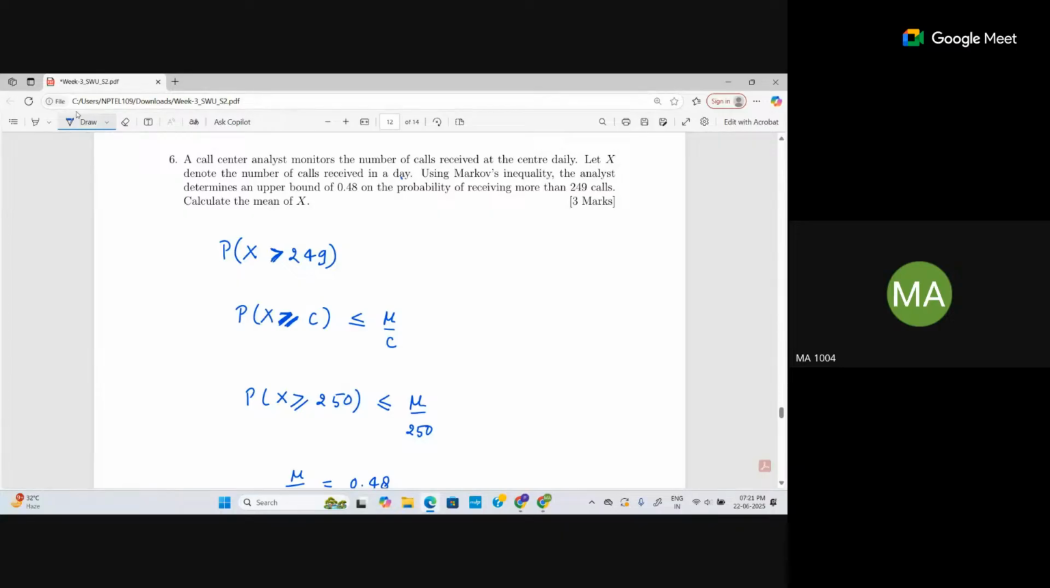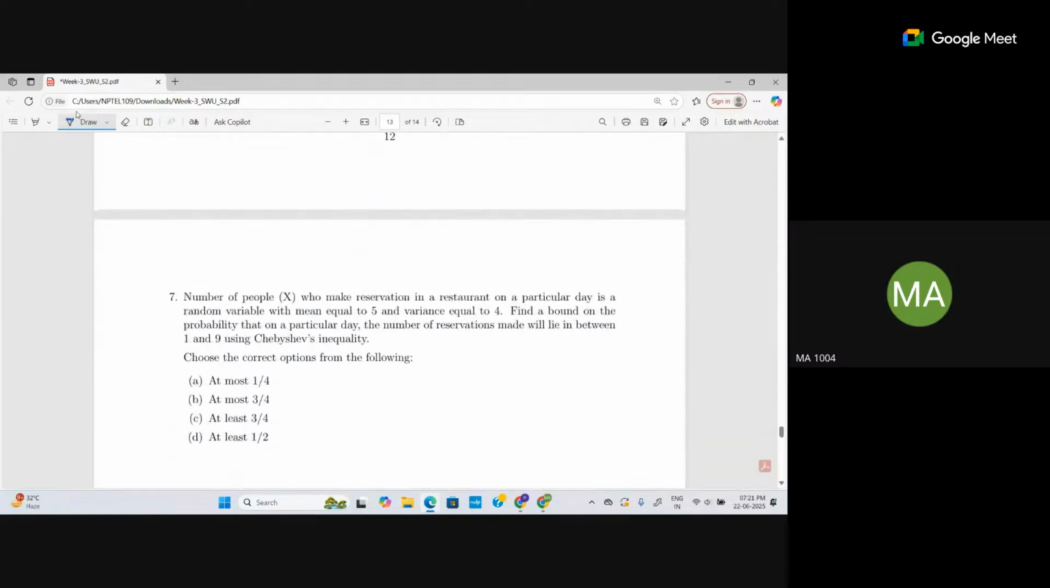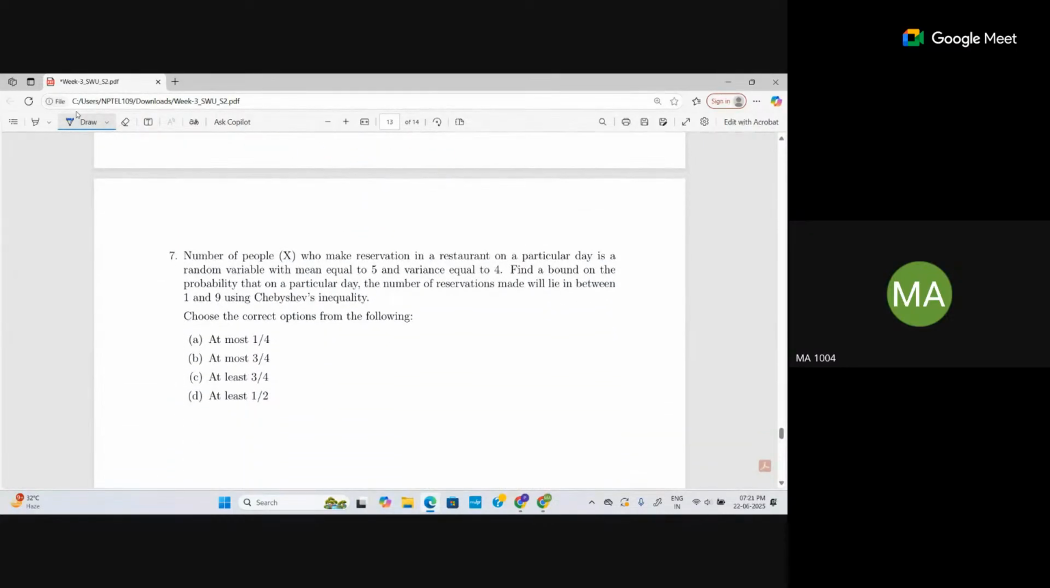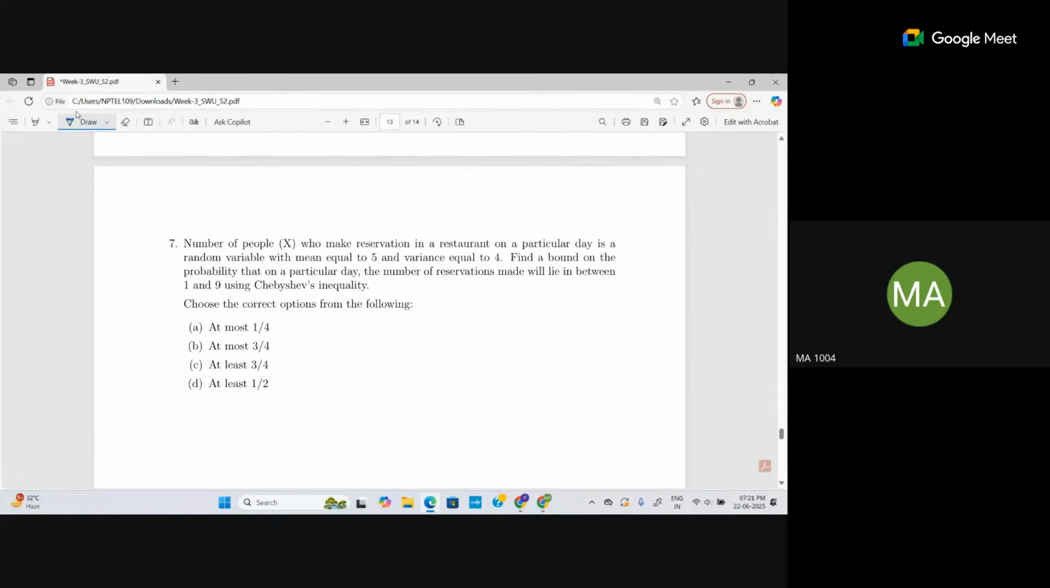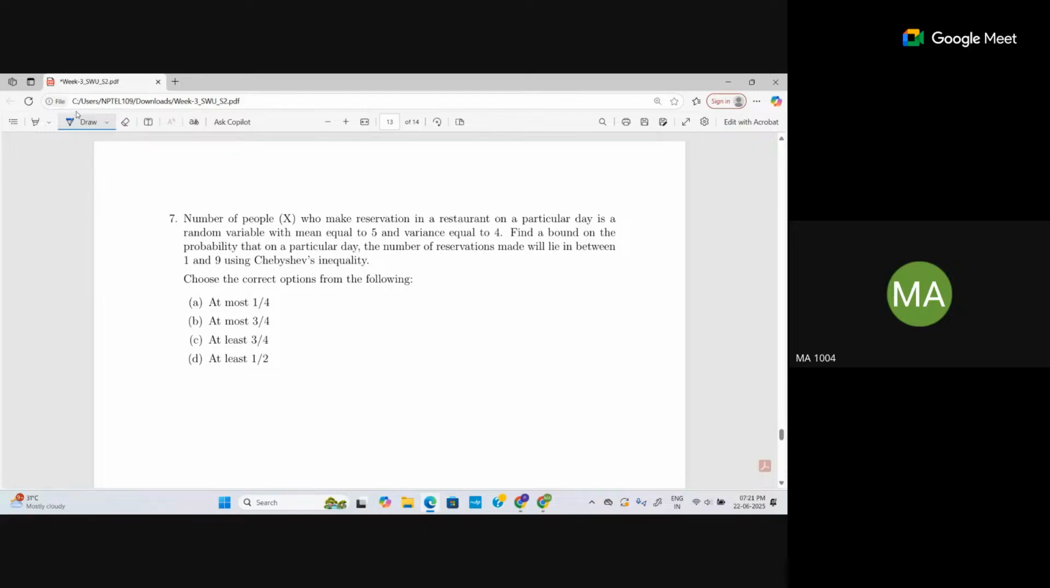Is this clear to everyone now? Should I move on to the next question? Yes, ma'am. Okay, the next question is based on Chebyshev's inequality. The number of people X who make a reservation for a seat on a particular day is a random variable with mean equal to 5 and variance equal to 4. Now find a bound on the probability that on a particular day the number of reservations made will lie between 1 and 9 using Chebyshev's inequality. Now try to solve it.